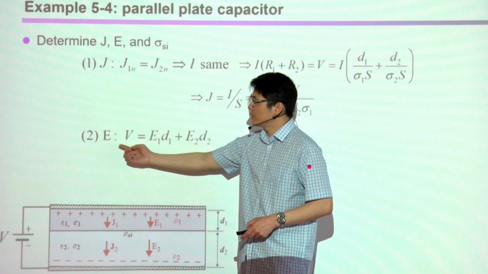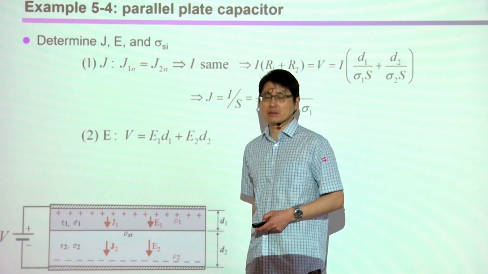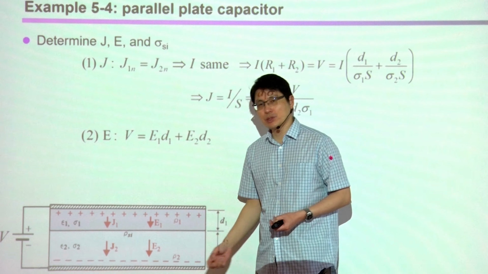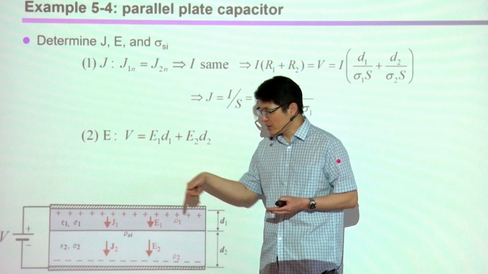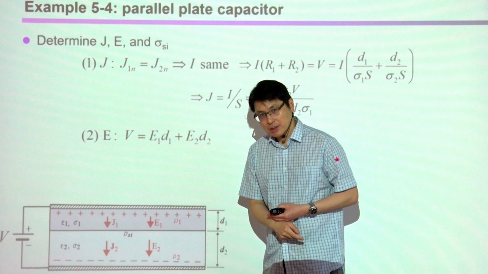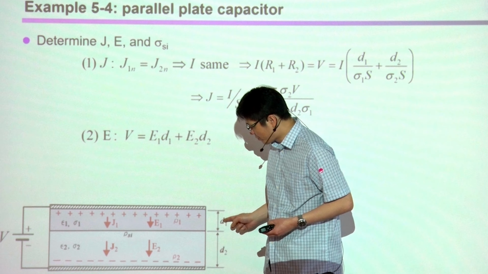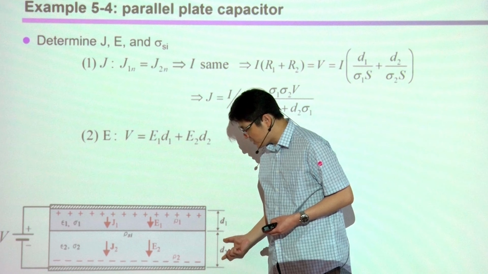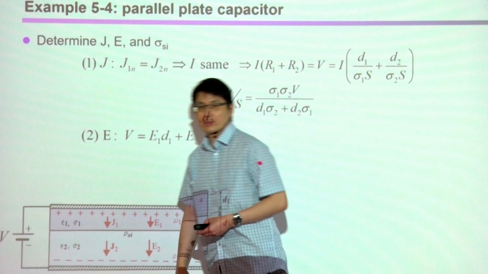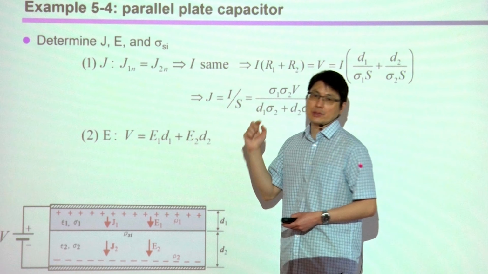Second, well, if you were asked to find the E field inside the materials, what you know is, well, E1 and E2 can be different, but basically they're all directed in a normal direction. But once you perform the line integration of E1 over D1 plus E2 times D2, the total potential comes up to V, right? So V has to be equal to E1 D1 plus E2 D2.